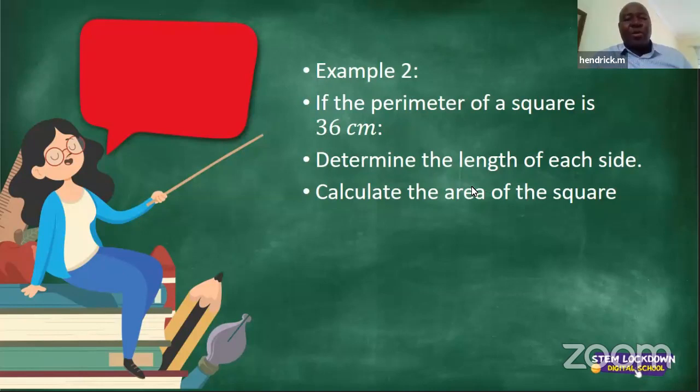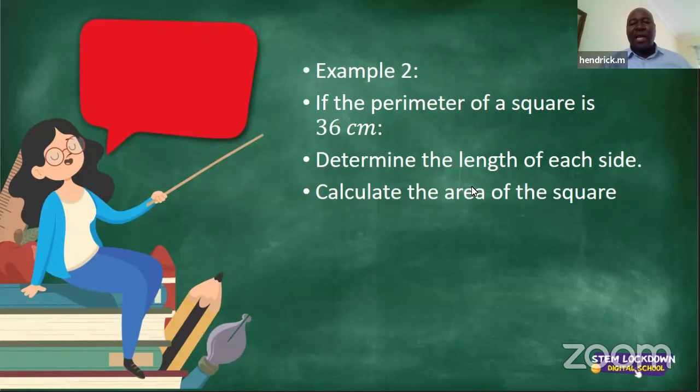I fully agree with you. The length will be 9 centimeters because you divide 36 by 4. Remember, the square has got 4 sides. If someone asks why do you divide by 4, it's because the square has got 4 sides. So if you have the whole perimeter, then you divide by the 4 sides. So each side should be 9 centimeters.